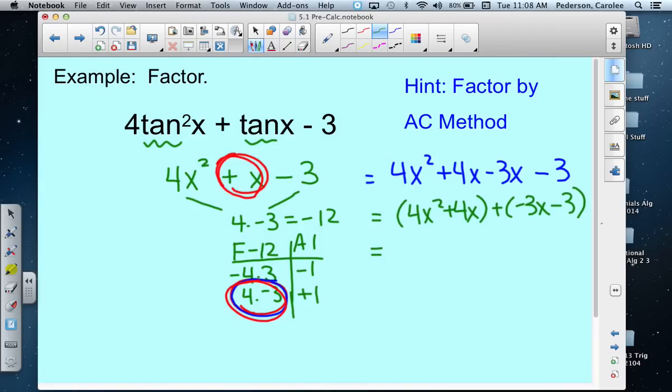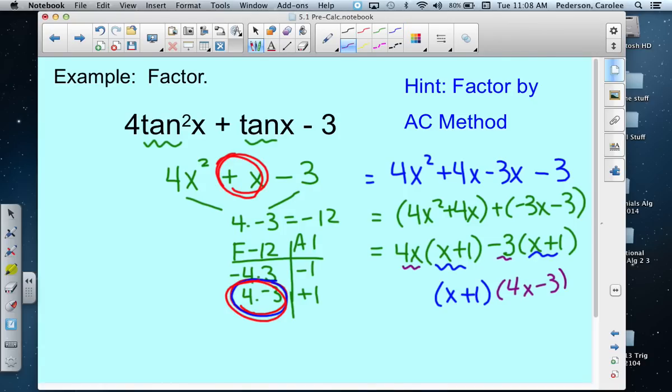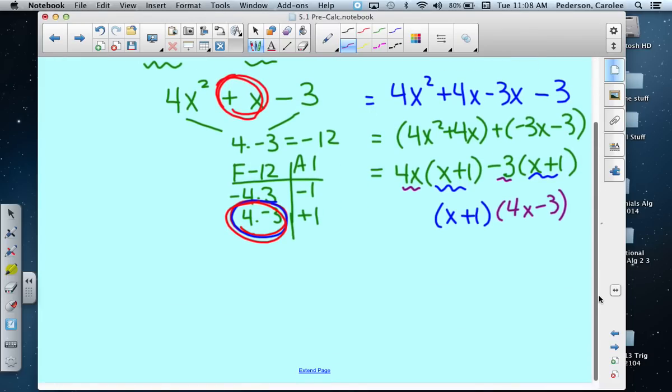So the GCF of the first group is 4x, left with x plus 1. The GCF of the second group is negative 3, left with x plus 1. Your parentheses match up, so that's your new GCF. Your leftovers are the stuff in front, 4x minus 3. And we've factorized it. But we have to rewrite it as a trig expression. So our expression is rewritten with tangents in it. So remember, this was a tangent and that was a tangent. So in factored form, it's the tangent of x plus 1, and then 4 tangent of x minus 3.